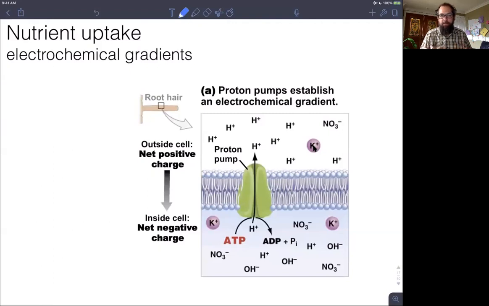So we've talked about this already with phloem loading and unloading, and the importance of the proton pump to be able to move solutes against their concentration gradient. Well, that becomes very important here as well. So those root hairs have many proton pumps associated with them as well. And that is to establish this membrane potential.